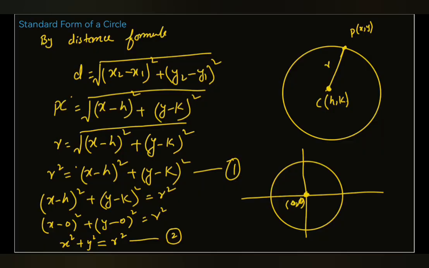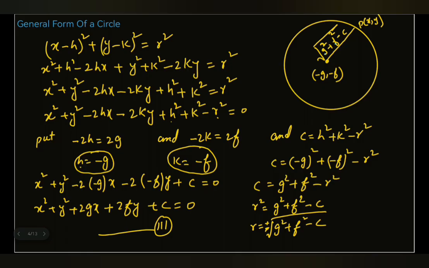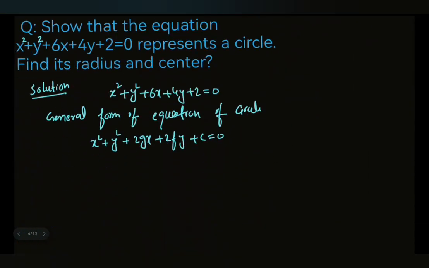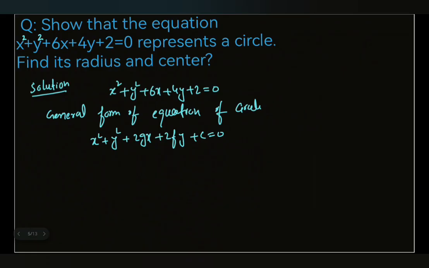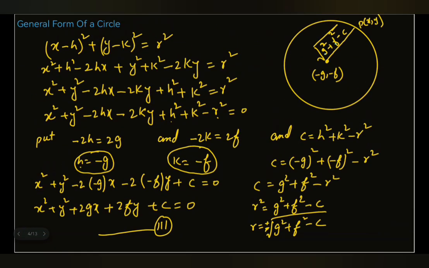Here equation 1 is the standard form of equation of a circle. But why do we need to find the general form of equation of a circle? For this purpose, we come to this question. This question shows that the equation of a circle is x square plus y square plus 6x plus 4y plus 2 equal to 0. It represents a circle. Find its radius and center.